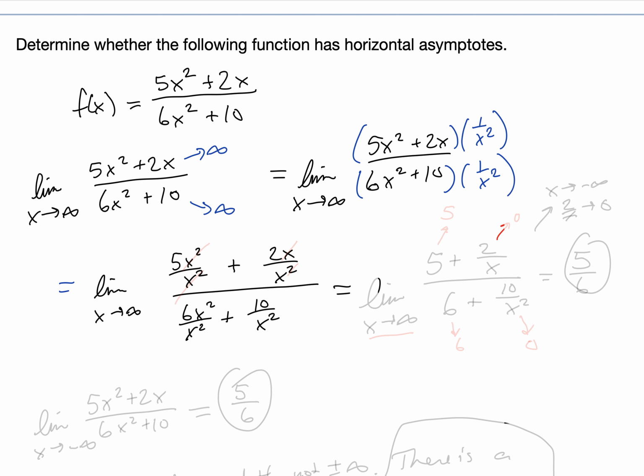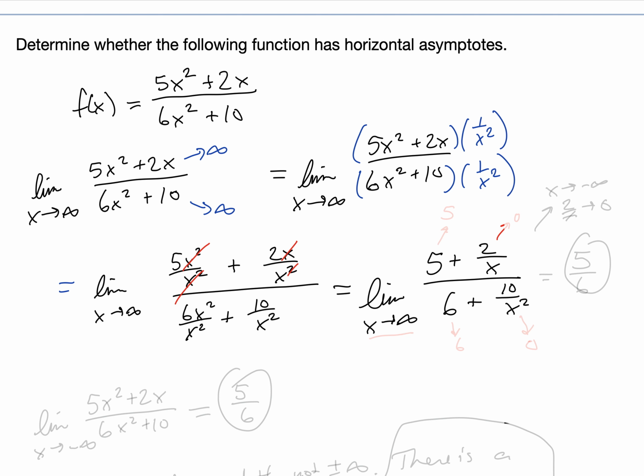So let's simplify that. That's the limit as x goes to infinity of, now the x squareds will cancel here, and one of these x's will cancel with one of those x's. So our numerator becomes 5 plus 2 over x, divided by, and similarly on the bottom, the x squareds are going to cancel out of the first term, so that's 6 plus 10 over x squared, nothing cancels there.